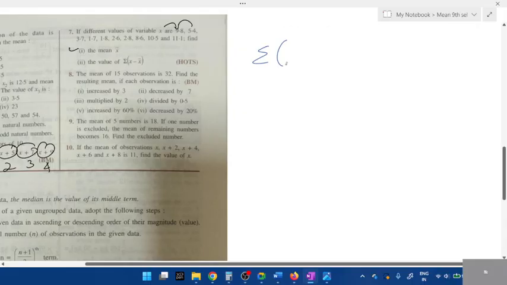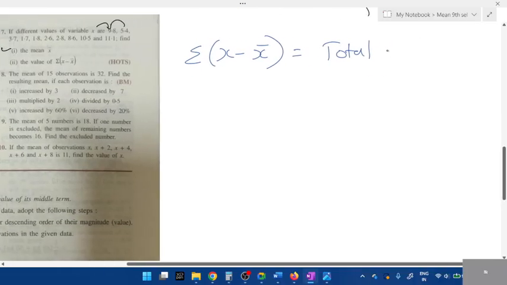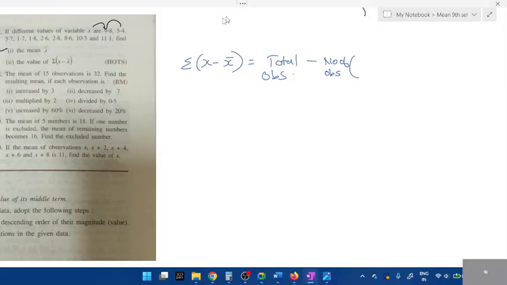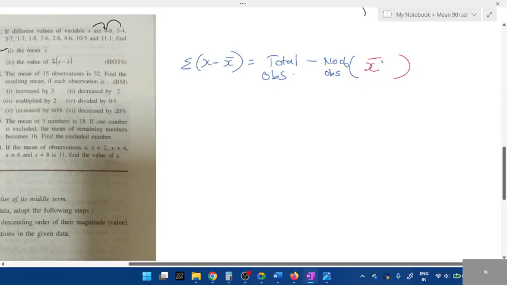So whenever there is summation of x minus x dash, okay, do it like this. Total observation minus number of observation multiplied by x dash. Make a note of the formula, students.